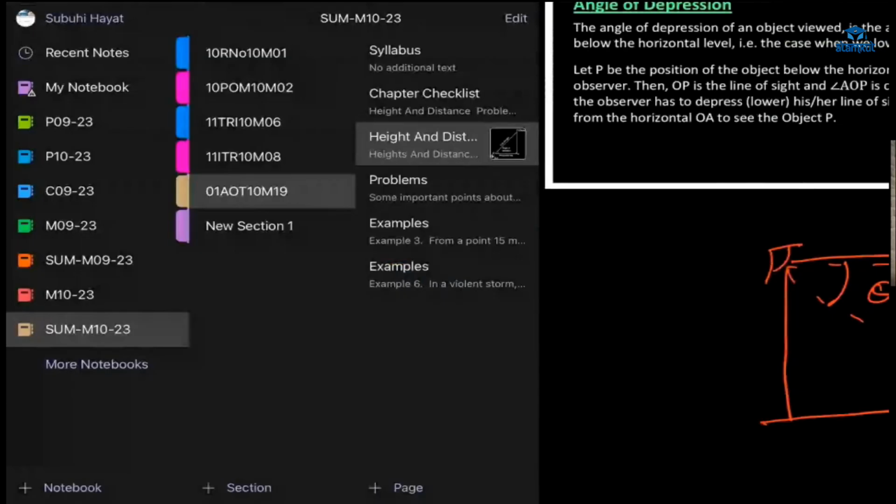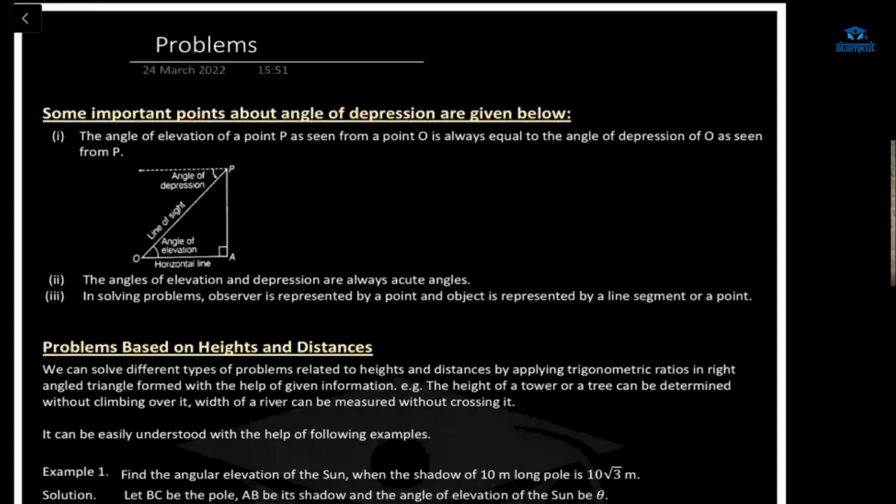Any problem? Any issues still here? Or do you need to ask anything till here? Angle of elevation and angle of depression. Anyone? Any doubt? Now, some important points about angle of depression.